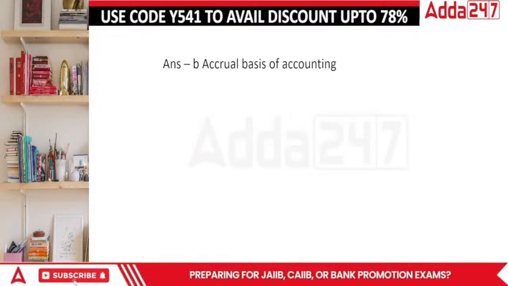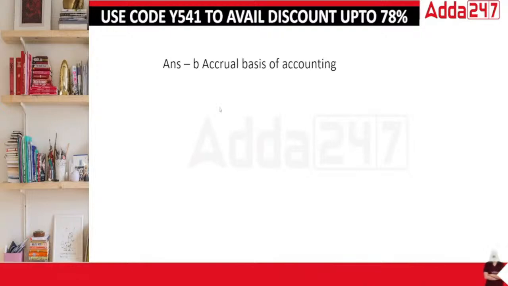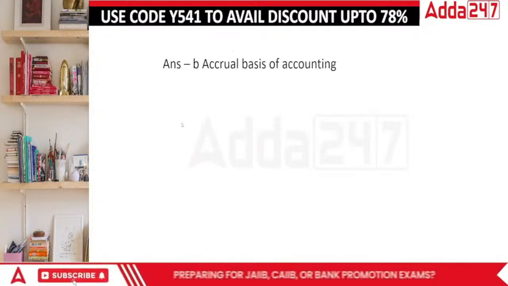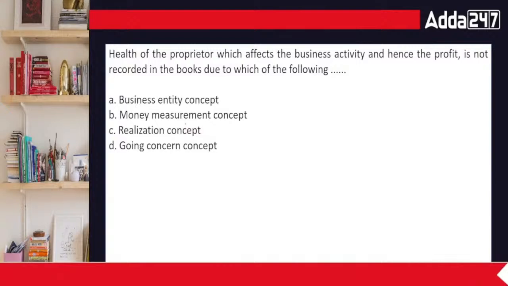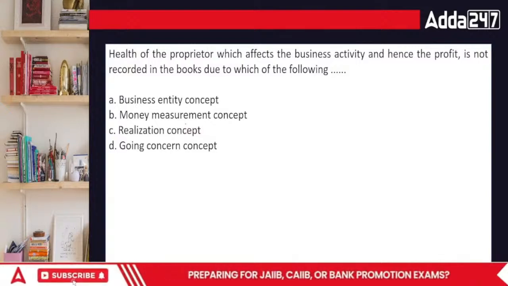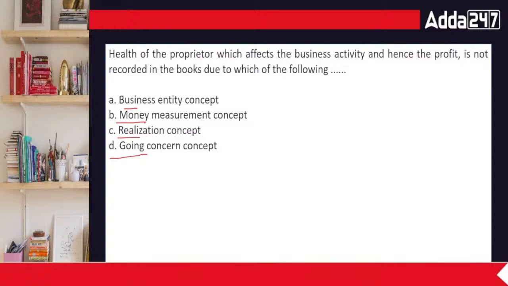Chaliye. Now comes the next point. Let's move on to the next question, everyone. The next question says, health of a proprietor which affects the business activity and hence the profit is not recorded in the books of accounts of the following: business entity concept, money measurement, realization, or going concern concept, everyone? What's going to be the answer?